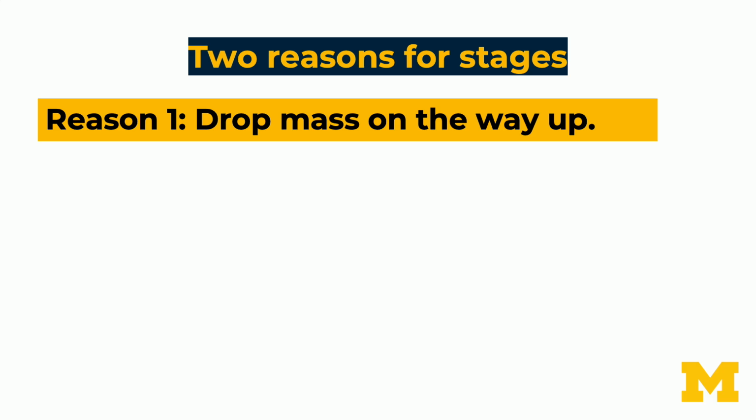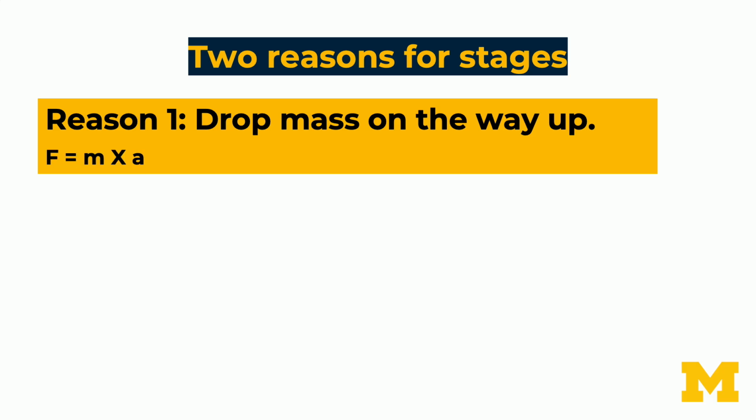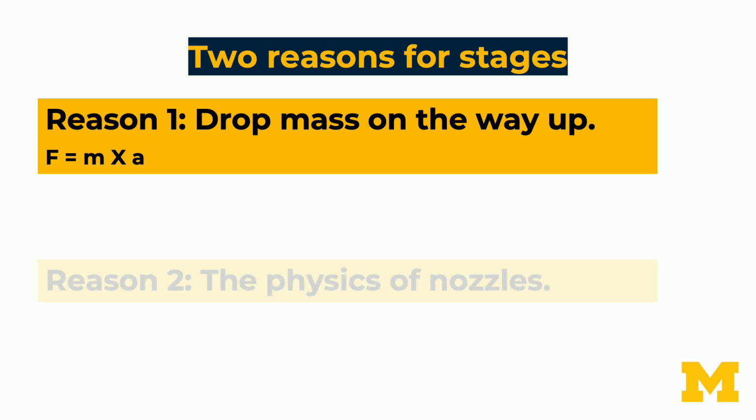Reason number one is that you can drop mass on the way up. So basically you go up a little ways, then you drop a bunch of mass, and then you go up faster. That's because of force equals mass times acceleration. If we drop a bunch of mass and we apply the same force, our acceleration goes up.